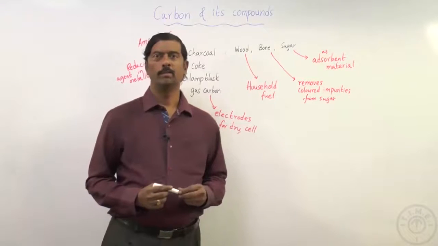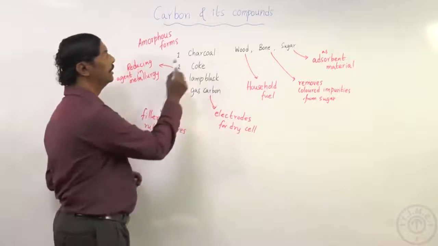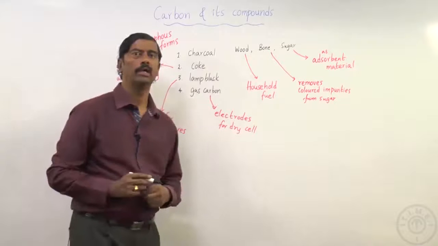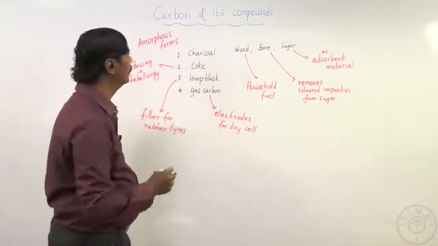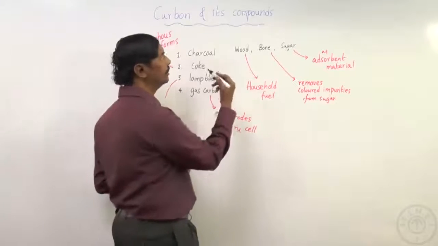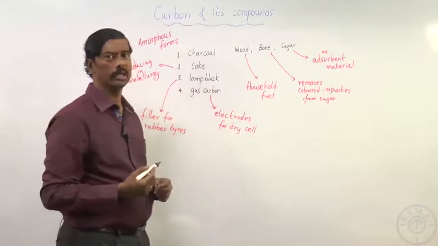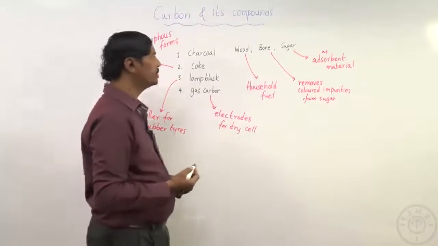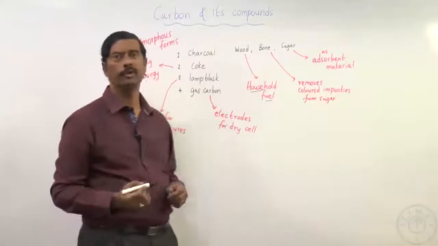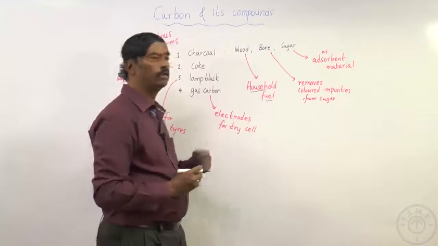We'll now look into the amorphous forms. Amorphous forms we've already mentioned are charcoal, coke, lamp black and gas carbon. Now charcoal can be divided into three more types depending on the source: wood charcoal, bone charcoal or sugar charcoal. Wood charcoal is used in households as a fuel for keeping us warm in winters, also for slow cooking.